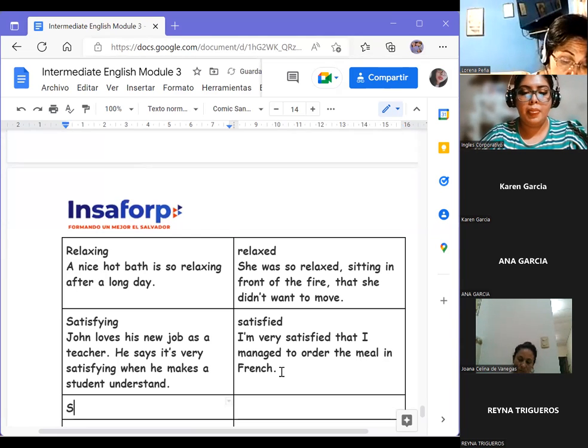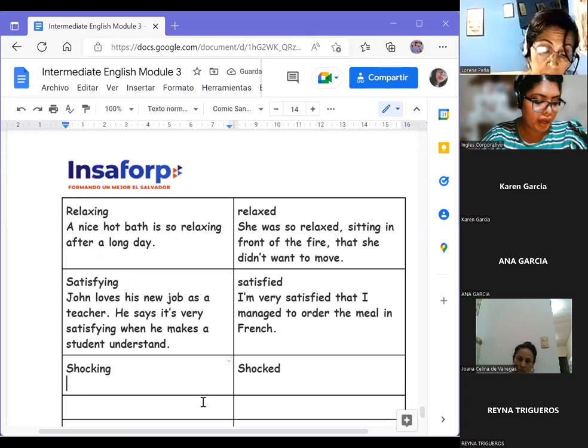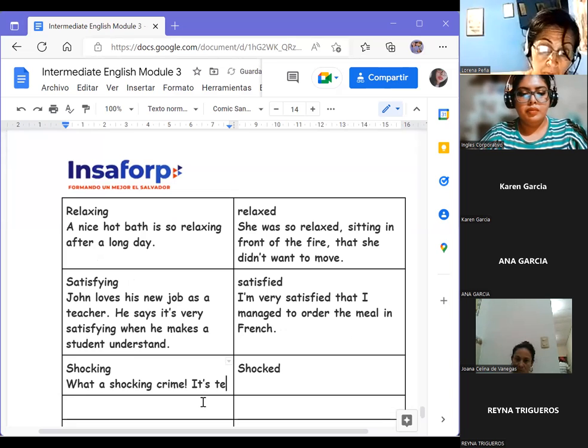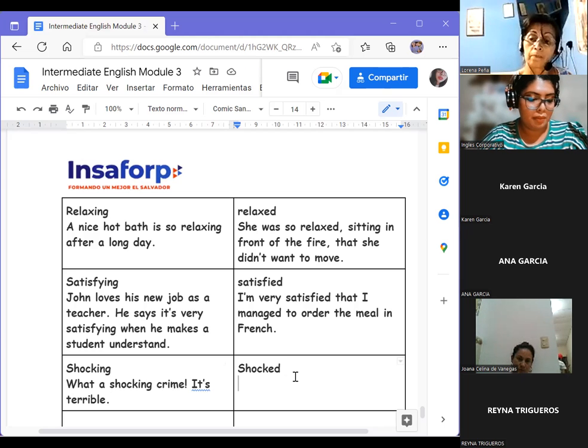Shocking and shocked. What a shocking crime. It's terrible. And we have it for the feeling. I was shocked when my coworker admitted stealing some money.